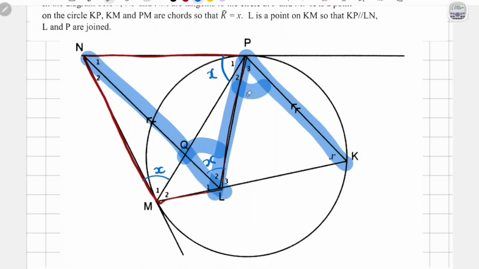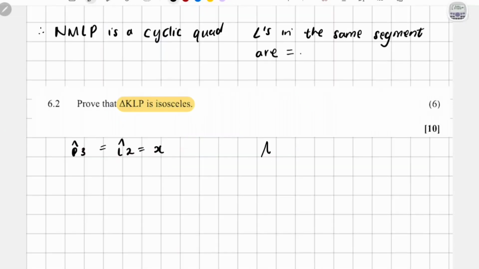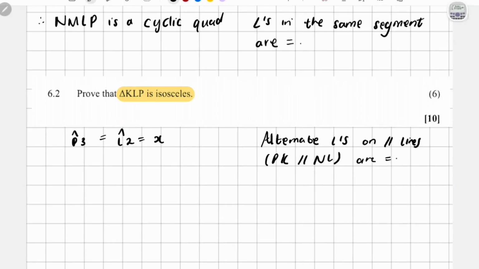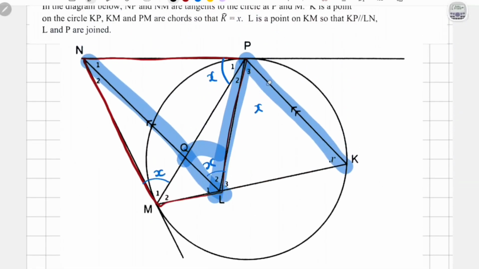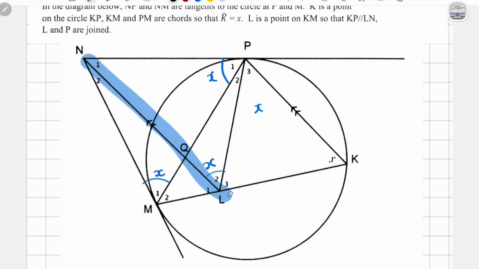So since L2 is equal to P3, I can just state that. I can tell them that angle P3 is equal to angle L2, which is of course also equal to x. And this is because of alternate angles on parallel lines, and I'll specify the parallel lines. Now that we have that, I know that one is x. And look at what we have. We know that this is x, and this is also x. So you have two angles in the triangle being equal. It means that this is an isosceles triangle.